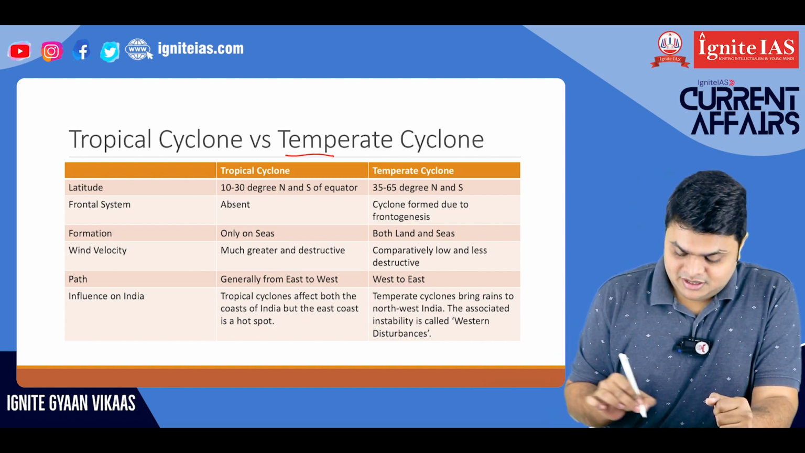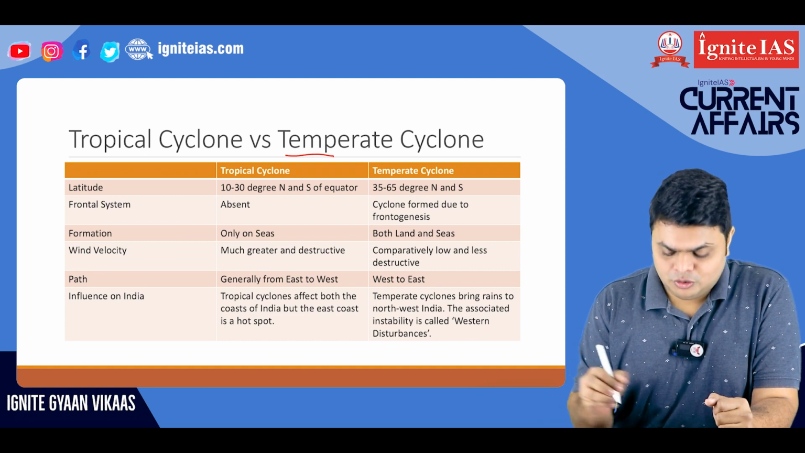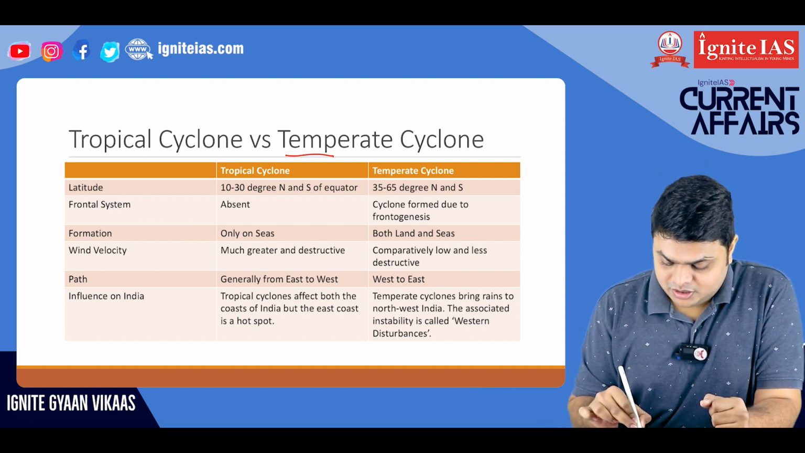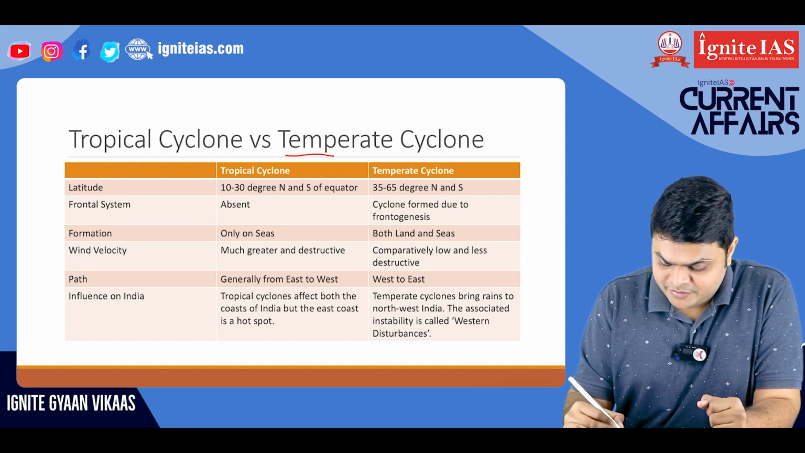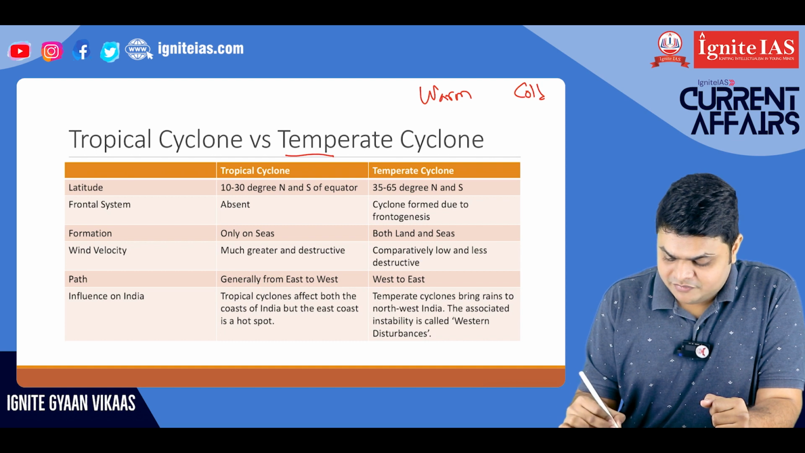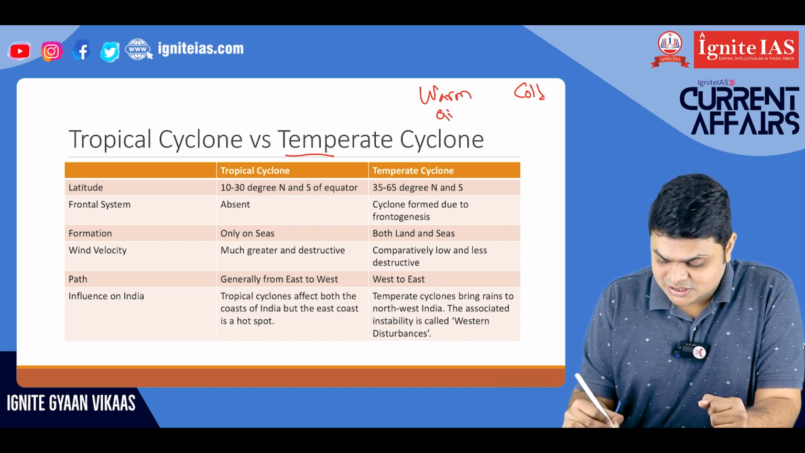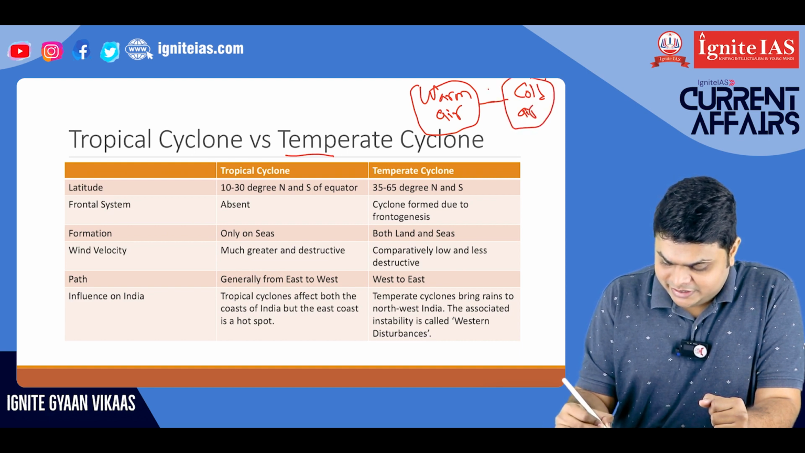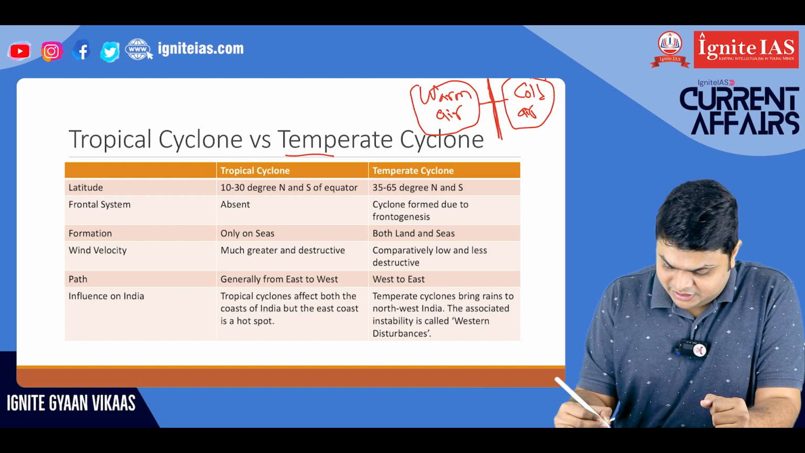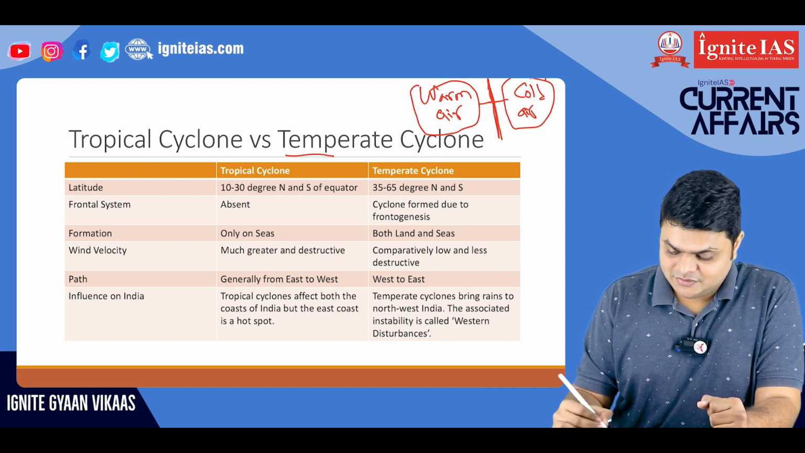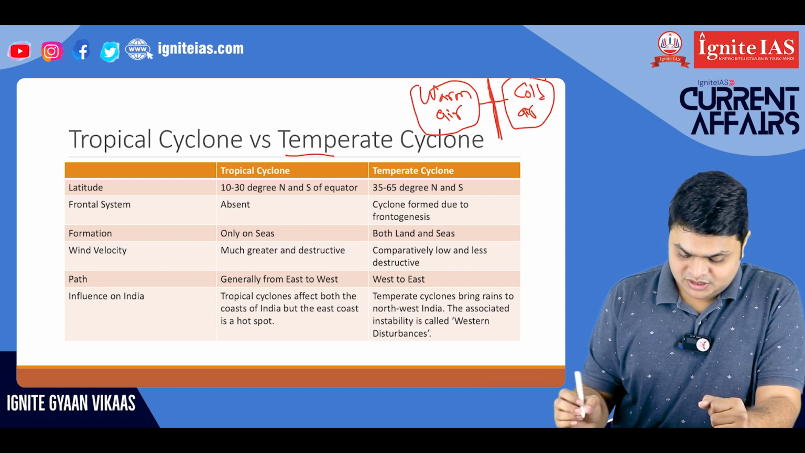Now, we have seen that tropical cyclones are formed due to low pressure formation, but temperate cyclones are formed due to the collision of a warm air front and a cold air front. So a warm air front is nothing but a mass of warm air in a particular area, and there is a mass of cold air in another area. Now these move, and when they come in contact, they form a front. This is called frontogenesis, and this causes rains. So this kind of cyclone is called a temperate cyclone.